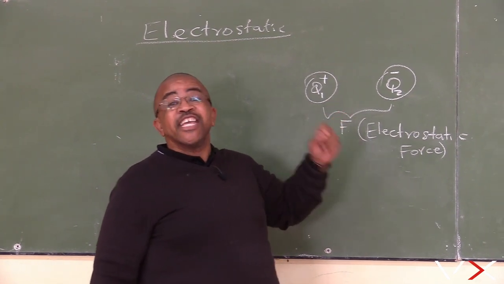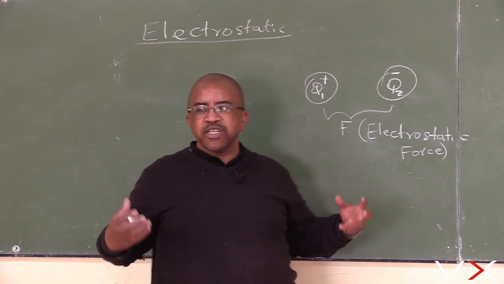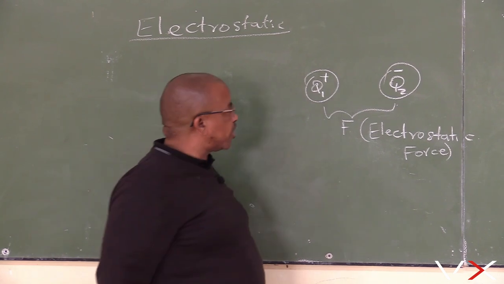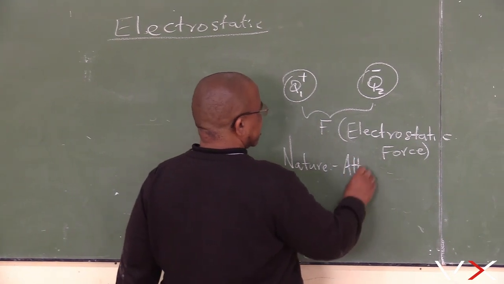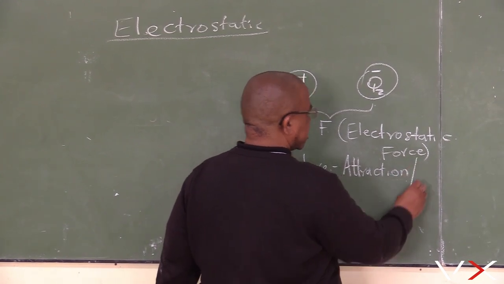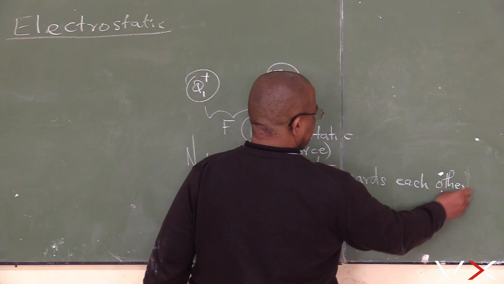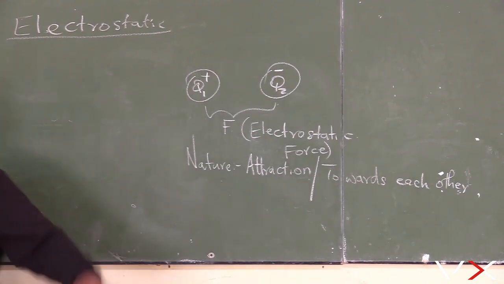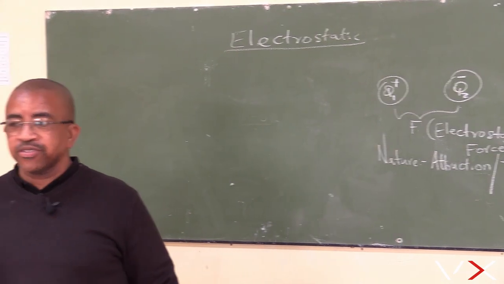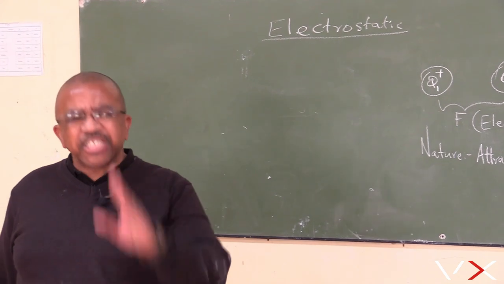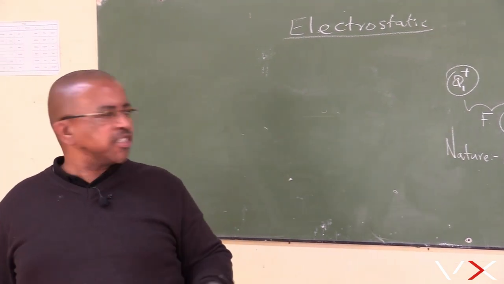But now, what about the nature or the direction of the force? Since we have positive and negative, we know positive and negative attract each other. So the nature of this force is attraction, or towards each other. Then you can say it's attraction. It's not the name of the force. The name of the force between the charges is electrostatic force.